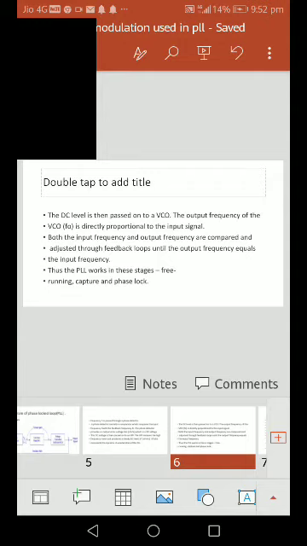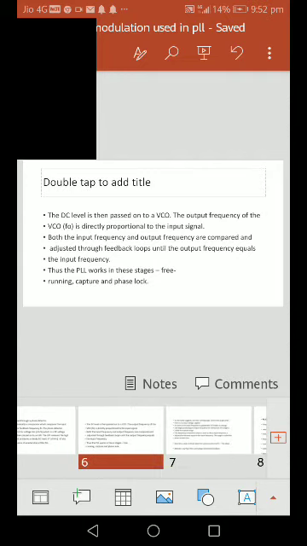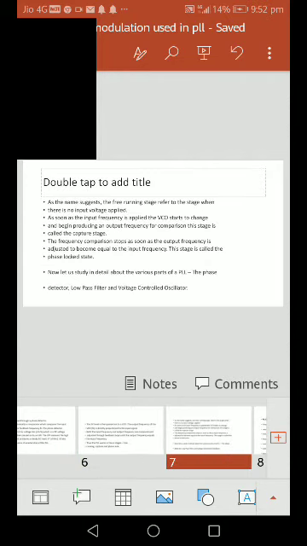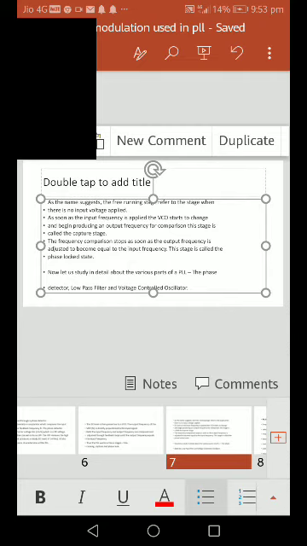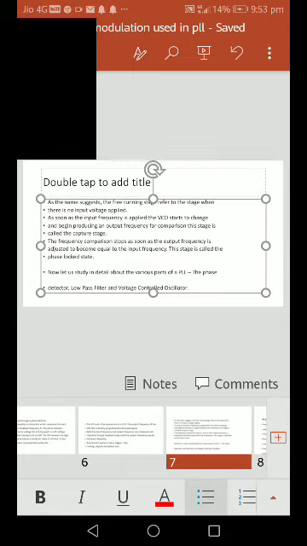The PLL works in three stages: free running, capture, and phase lock. As the name suggests, the free running stage refers to the stage when no input voltage is applied. As soon as the input frequency is applied, the VCO starts to change and begins to produce the output frequency. For comparison, this stage is called the capturing stage. The frequency comparison stops as soon as the output frequency is adjusted to become equal to the input frequency. This stage is called the phase lock state.